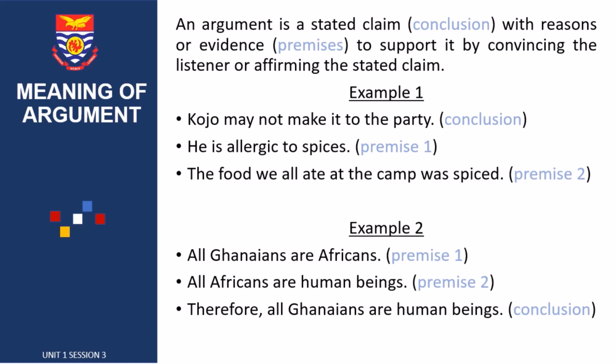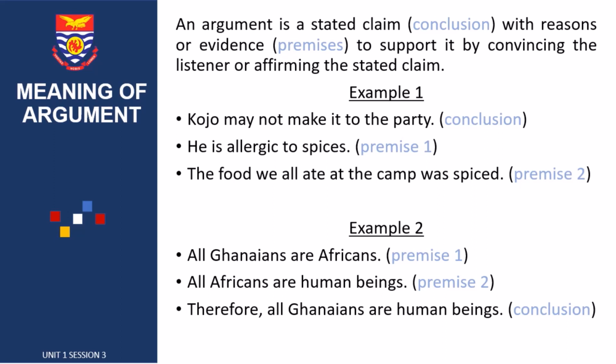Premises are reasons or evidence that support a claim. And that claim the premises support is called a conclusion, right? So there's a conclusion which says that Kojo may not make it to the party. Why will Kojo not come to the party? He may not make it to the party because he's allergic to spices and the food we ate at the camp was spiced. So that is the first example.